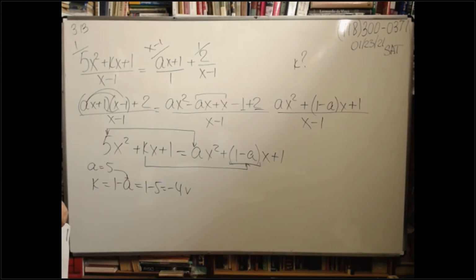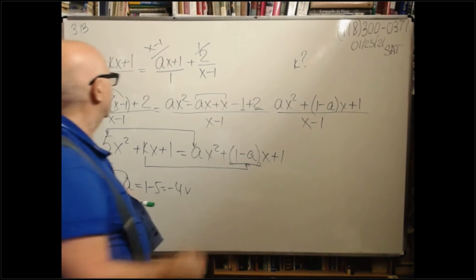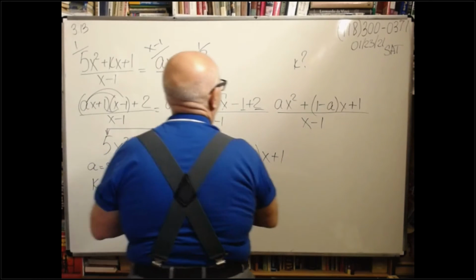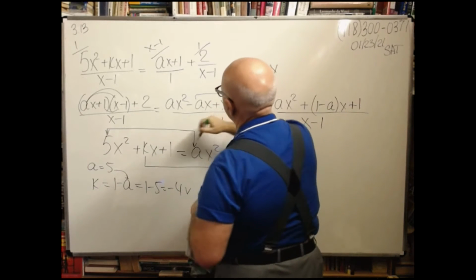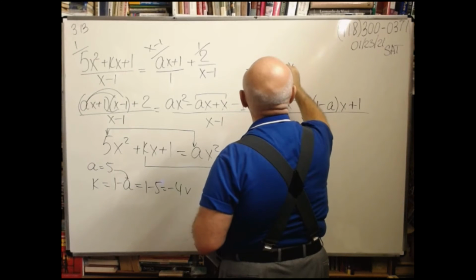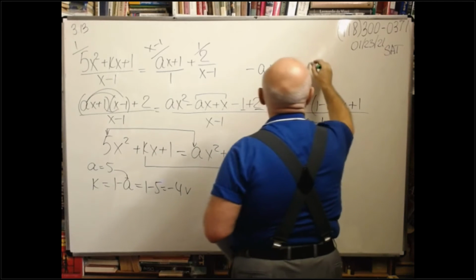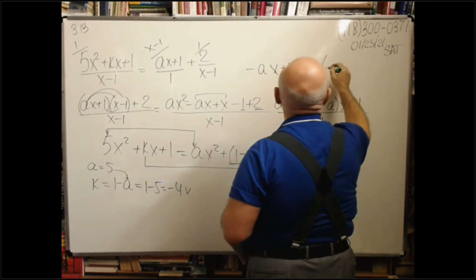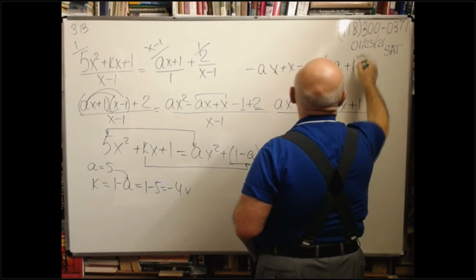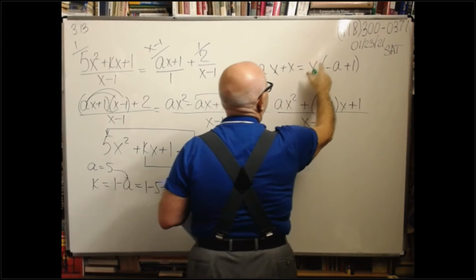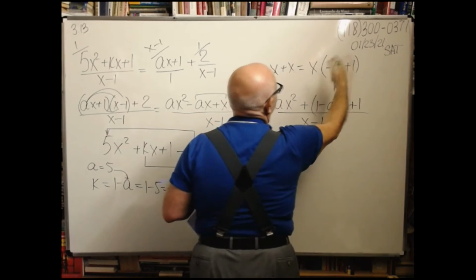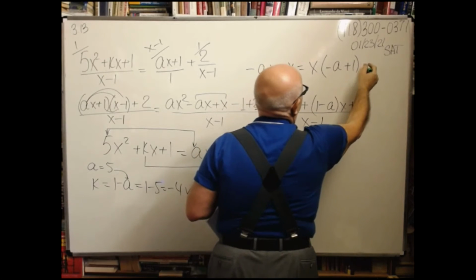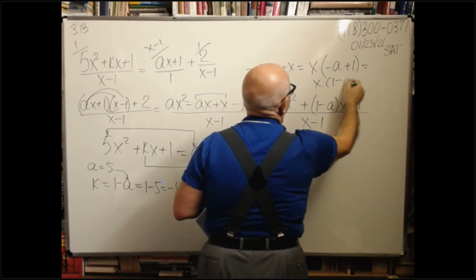Any question about this? I'm confused how you got 1 minus a from negative ax plus x. Okay, look at this. I have negative ax, I put this piece plus x, equals x times negative a plus 1. So far, so good. Look at this: x times negative a is negative ax, x times 1 is x. But it's not nice. I can switch position. It's the same. I can write x times 1 minus a.